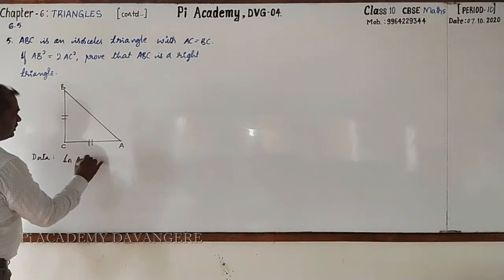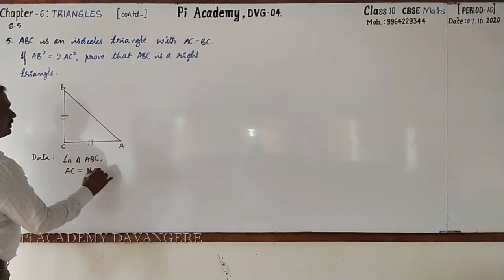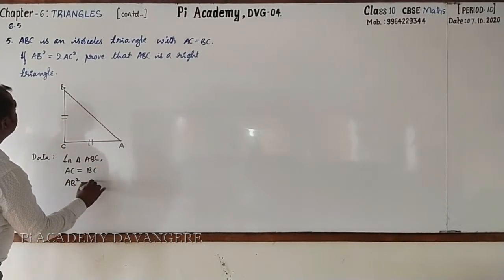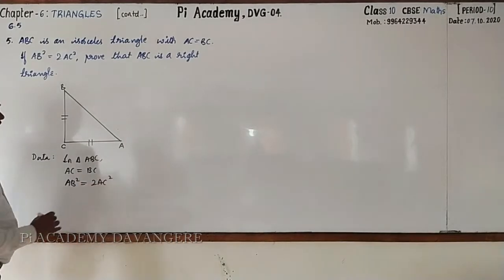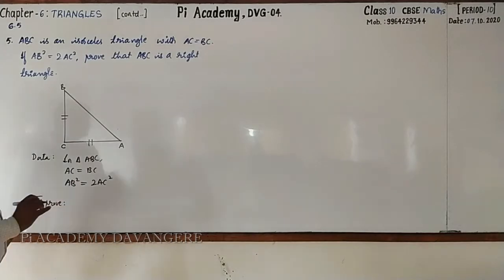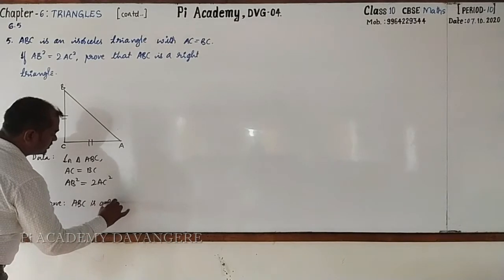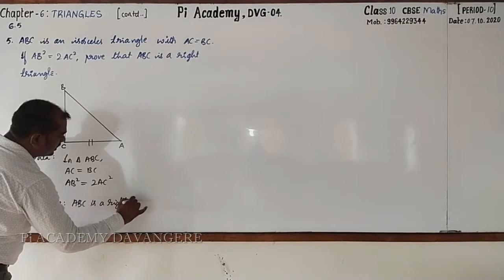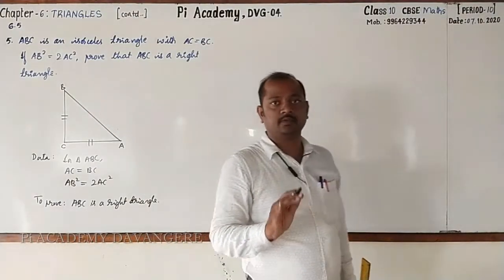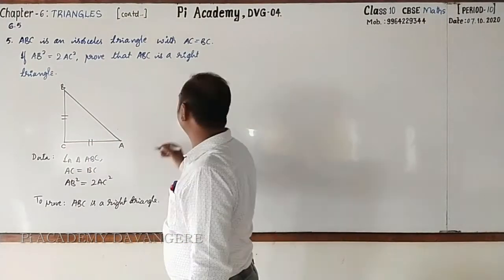That's right. Data. They have given the triangle ABC in which AC equal to BC. Then not only that, even they have given AB square equal to 2AC square. With this information, we are going to prove what? ABC is a right triangle. Right triangle means an angle of the triangle should be 90 degree. Followed? Okay. Now we have to prove angle C is 90 degree.